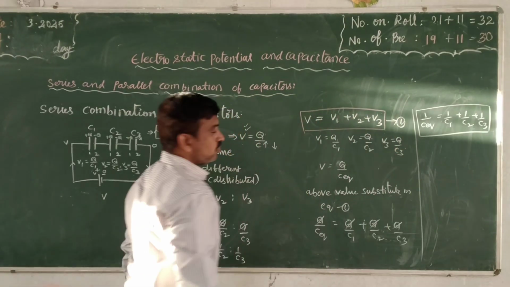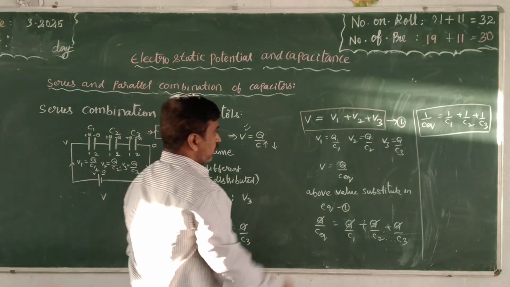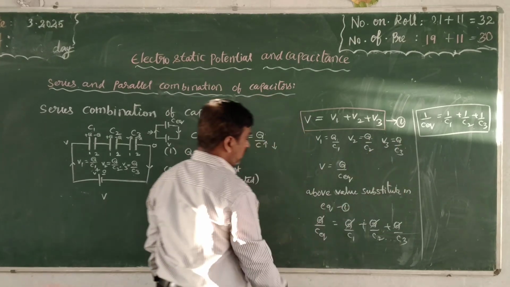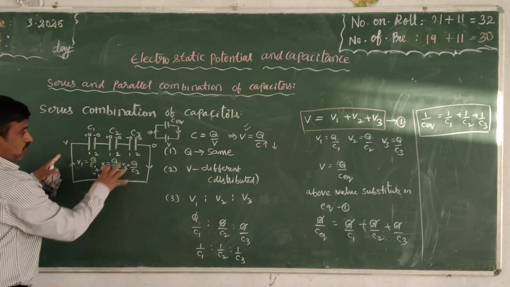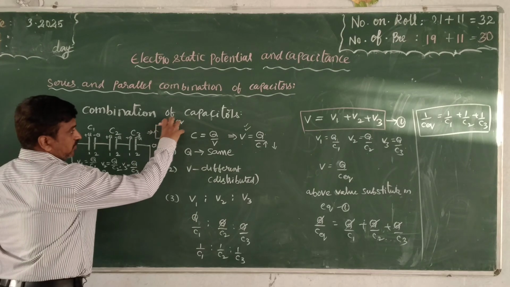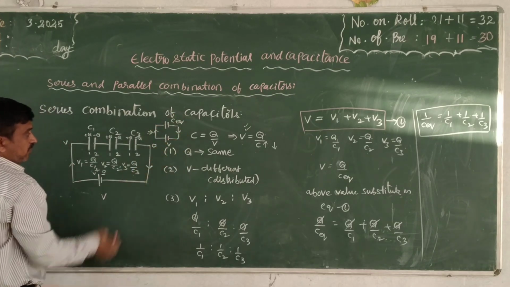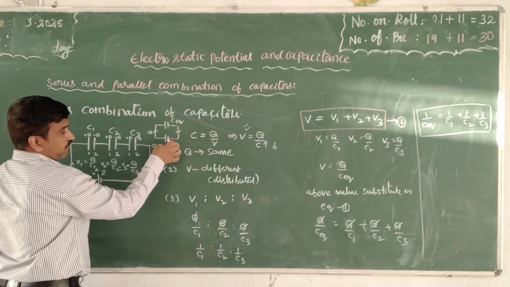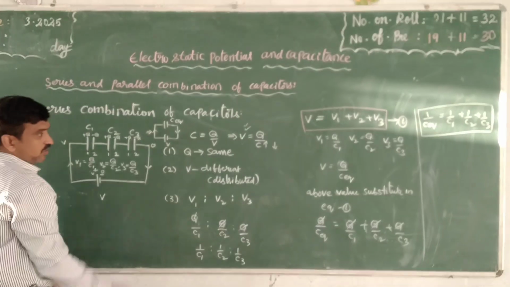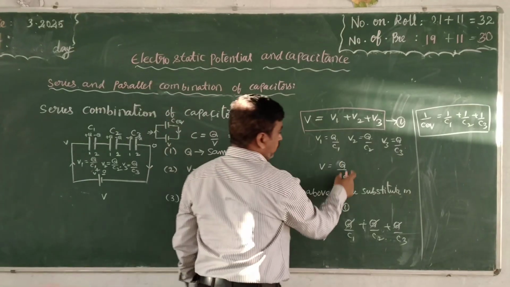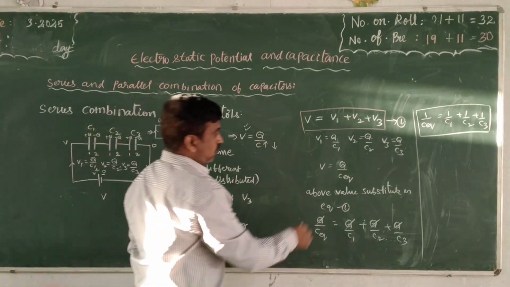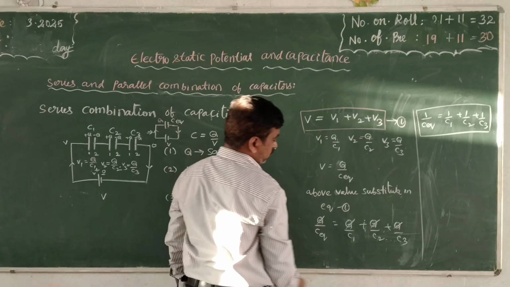V equals V1 plus V2 plus V3, so V1 is Q by C1, V2 is Q by C2, V3 is Q by C3. The total equivalent circuit has C equivalent and potential V. So V equals Q by C equivalent, since the charge is also the same here. This value we substitute in equation 1.